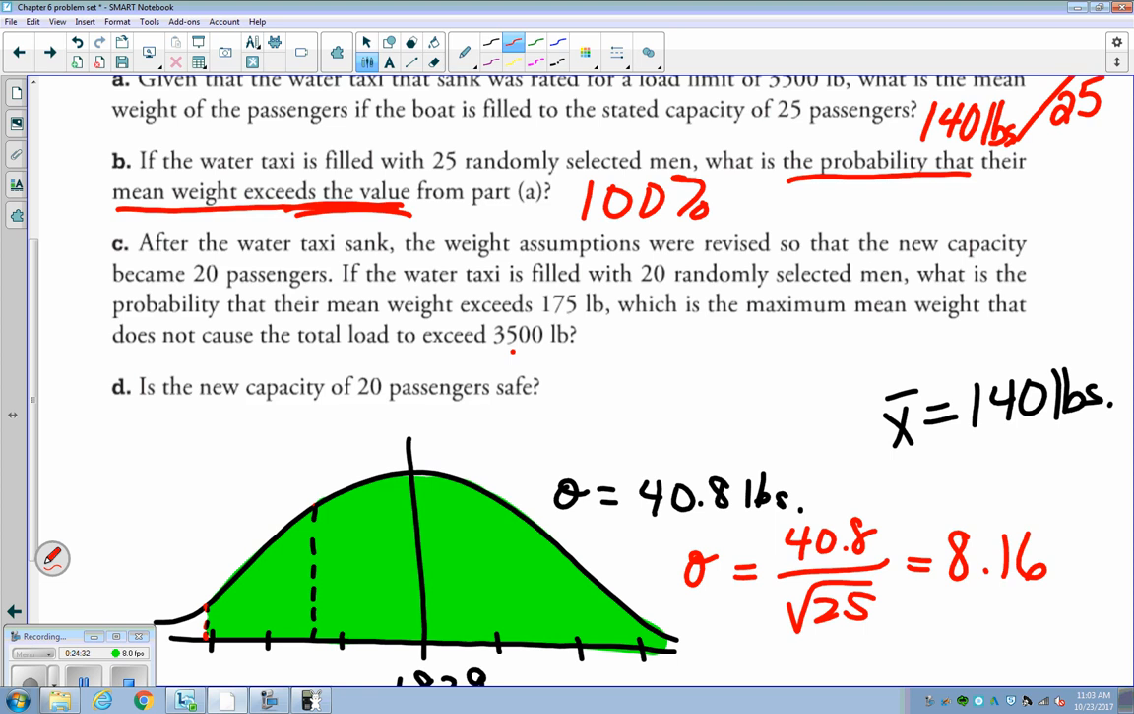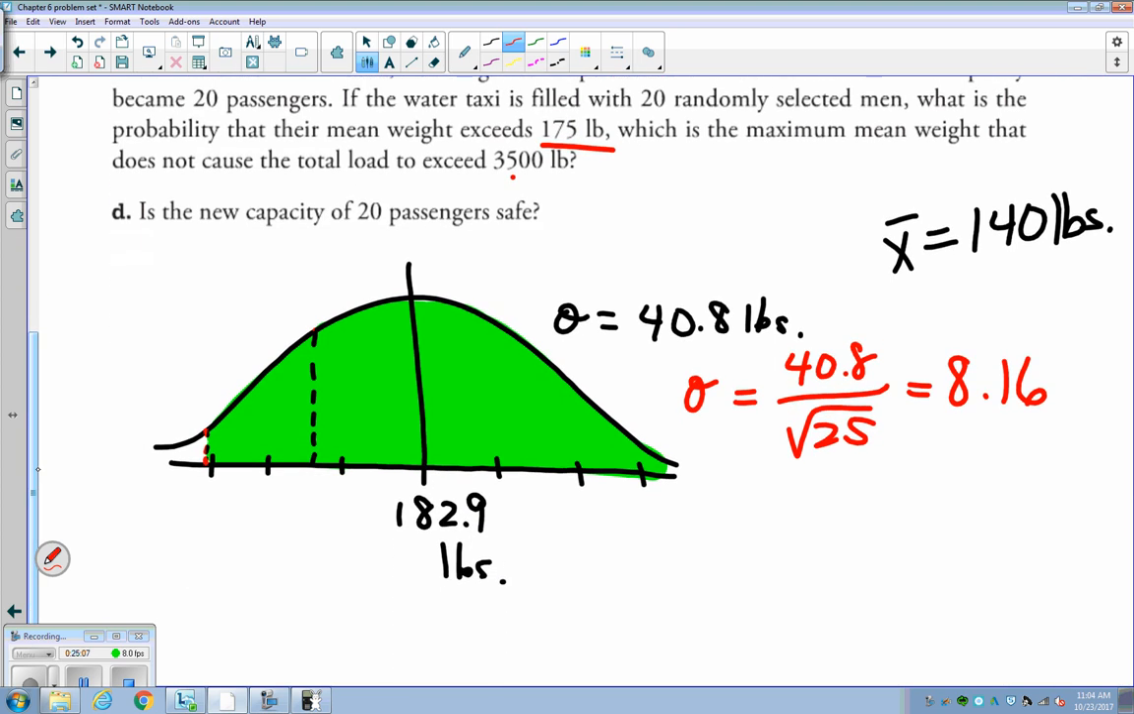So after the water taxi sank, the weight assumptions were revised so that the new capacity became 20 passengers. If the water taxi is filled with 20 randomly selected men, what is the probability that their mean weight exceeds 175 pounds, which is the maximum mean weight that does not cause the total load to exceed 3,500? They took 3,500 and divided by 20, and they got 175. So they revised it to say 175. So let's find that. We can go back to our calculator.